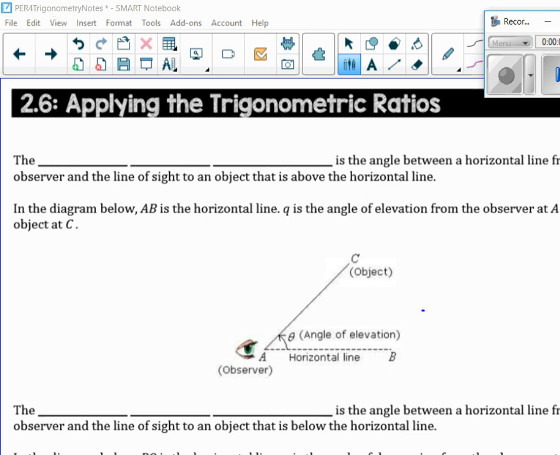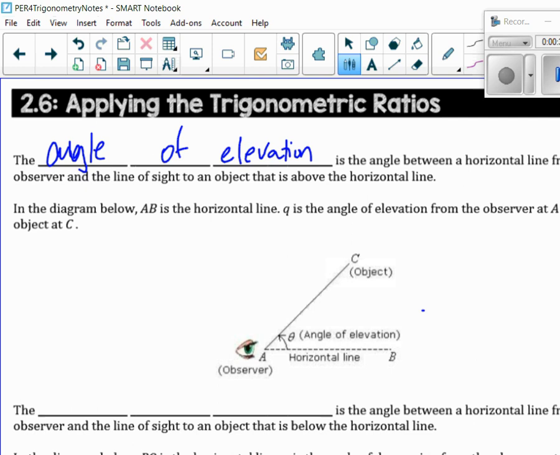All right. So the angle, don't spell angel, by the way, angle of elevation is the angle between the horizontal line from the observer and the sight line to the object that is above the horizontal line. So I have this guy's eye or girl's eye right here. And so the horizontal is level with the eye, and then the angle formed looking up to the object is what's called the angle of elevation.